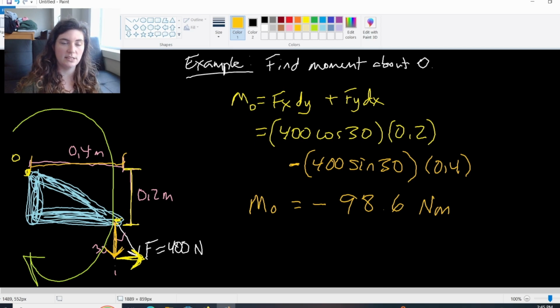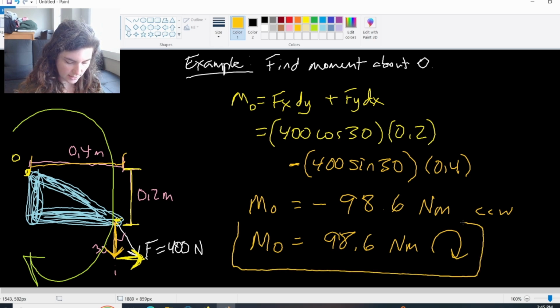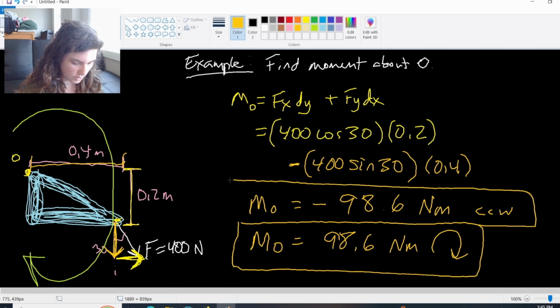And again, I have to determine what that means. I have to give the direction. So here I can say negative 98.6 Newton meters counterclockwise. Or if I want it to be positive, I can say 98.6 Newton meters clockwise. Right? These two answers are the exact same thing. It's just how you want to write the notation.